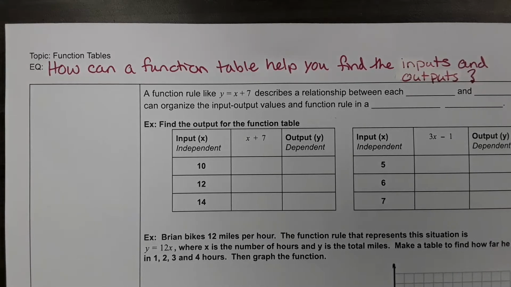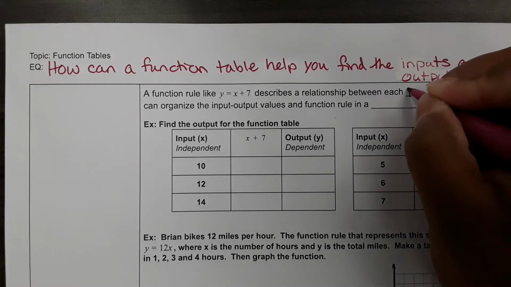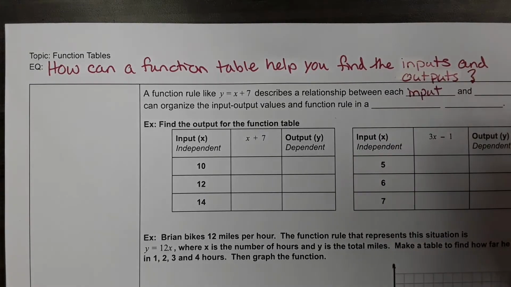All right, Desert Ridge Academy 6th graders, it is time to do our notes on function tables. So to start, our essential question: how can a function table help you find the inputs and the outputs? All right, a function rule like y is equal to x plus 7 describes a relationship between each input and its one and only output.